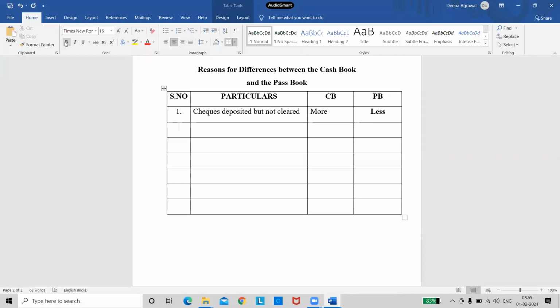The passbook has not recorded this entry, so passbook balance is less. Right? Now we will see the second point.